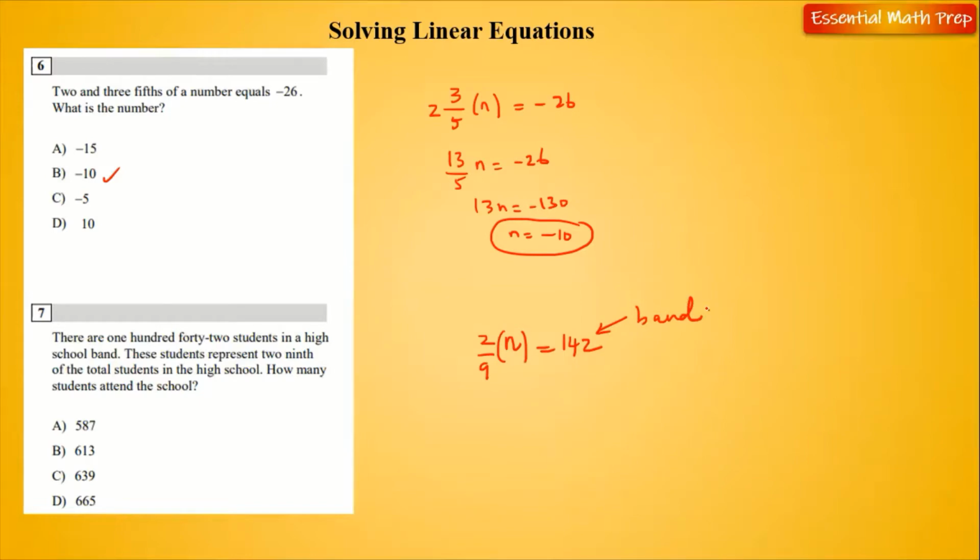So what is n? That will be 142 times 9 divided by 2. So there are 639 students in the school. These are the total students in the high school. Okay, and there is the answer.